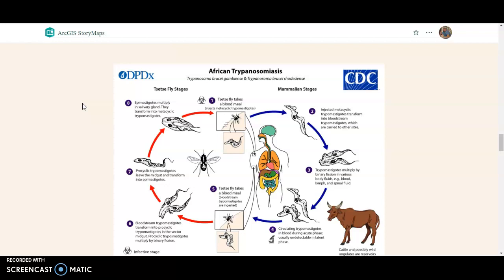In the fly's midgut, the parasites transform into procyclic trypomastigotes, multiply by binary fission, leave the midgut, and transform into epimastigotes. The epimastigotes reach the fly's salivary gland and continue multiplication by binary fission. This whole cycle within the fly takes approximately 3 weeks, so pretty quick. African trypanosomiasis is commonly known as sleeping sickness and is the poster child of this fly's danger to humans.